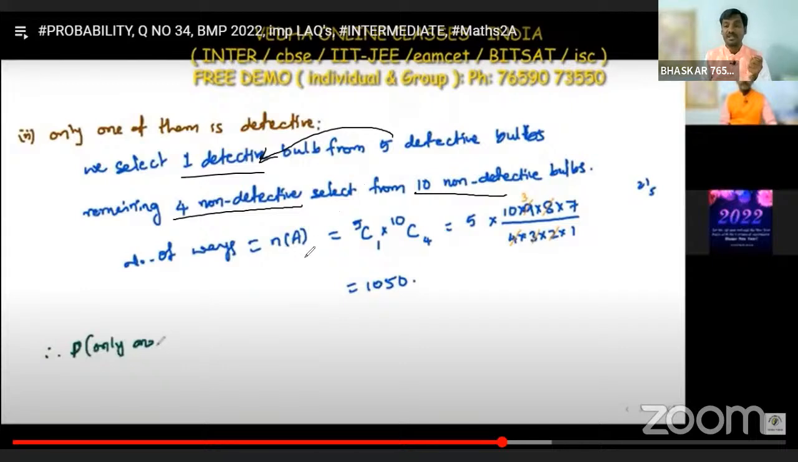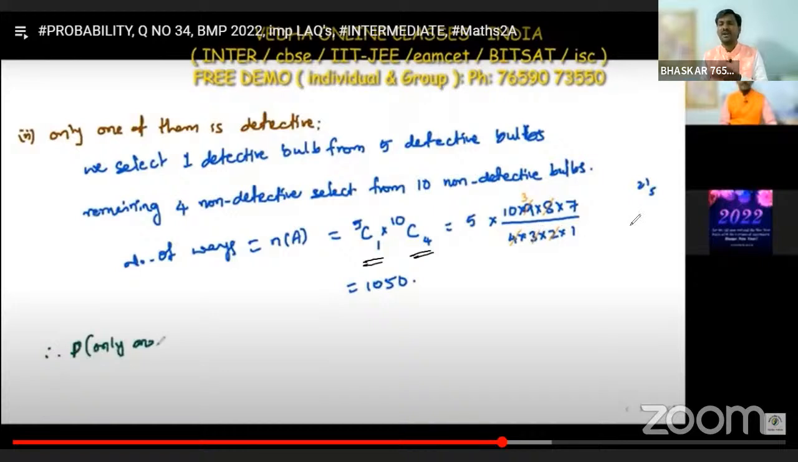Total number of ways, N of A, is equal to 5C1 times 10C4. From 5, we are selecting 1, so 5C1, and from 10, we are selecting 4, that is 10C4. 5C1 value is 5, since NC1 is equal to N. And 10C4 is 10 into 9 into 8 into 7, we write 4 numbers in descending order from the given number, with 4 factorial in the denominator. After we cancel the terms, finally we get 1050.